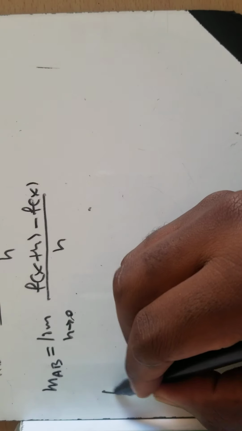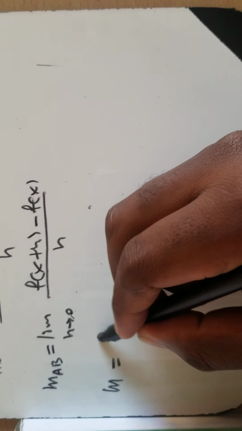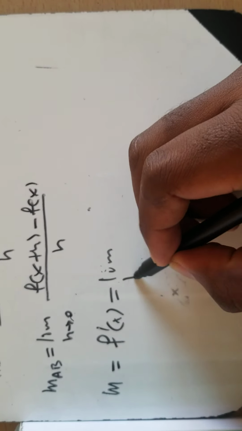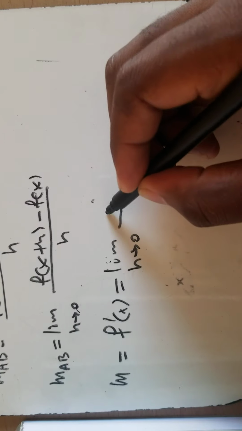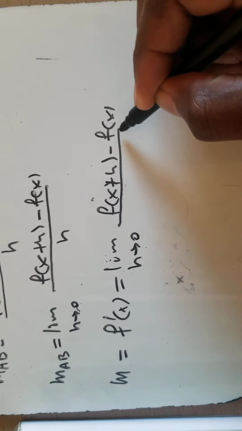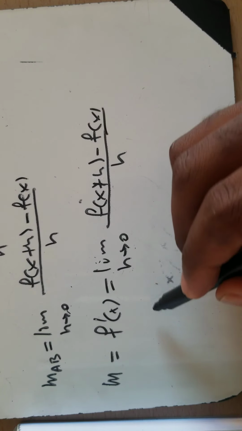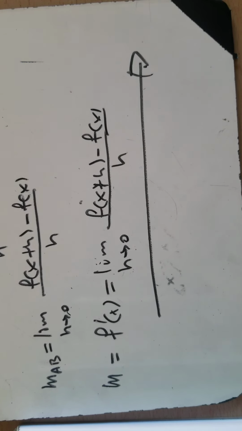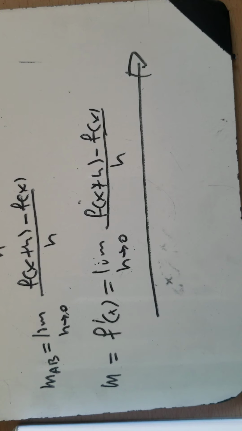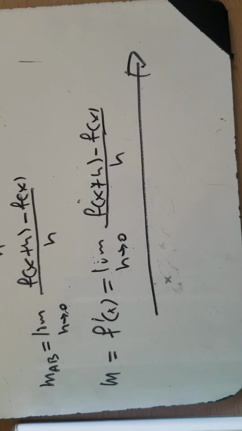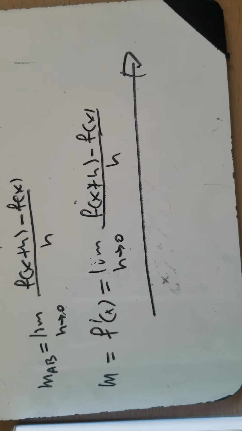So now we will say the gradient is also equal to your derivative, which is equal to the limit as h approaches 0 of f of x plus h minus f of x, all over h. So this is the equation. What this means is that a derivative is the same as the gradient at a particular point. Now I'll show you an example of deriving using first principles. I'll show you an example just now.